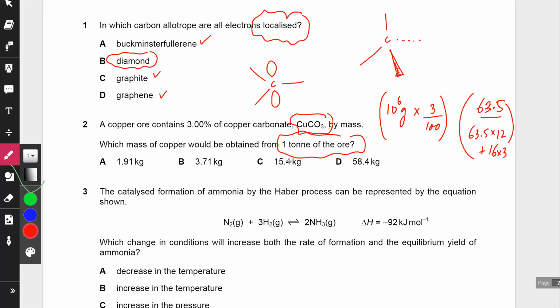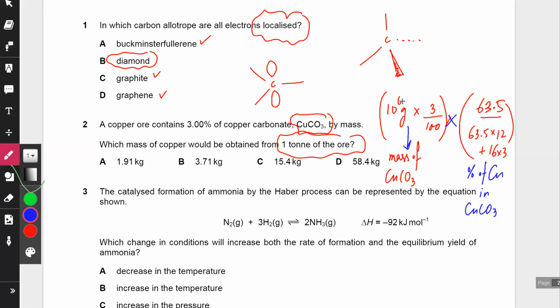So this was the mass of CuCO3, the first one. This was the mass of CuCO3. And this other thing was the percentage of copper in CuCO3. You multiply the two and you get the amount of copper in this ore. Is this clear?